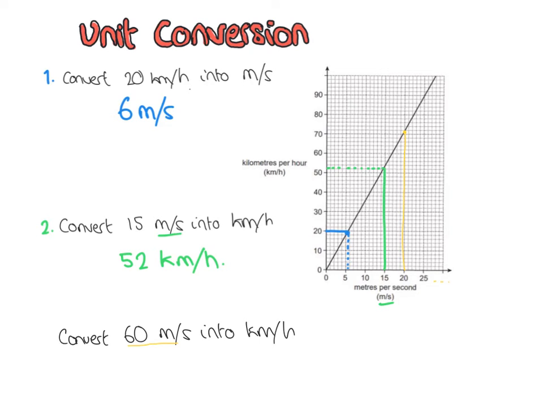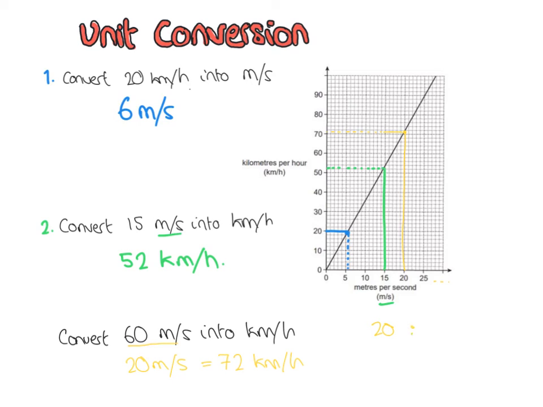meters per second is in kilometers an hour. So we can say that 20 meters per second equals, let's say, what does that equal? 72 kilometers per hour. And if 20 equals 72, we consider this like a ratio question.